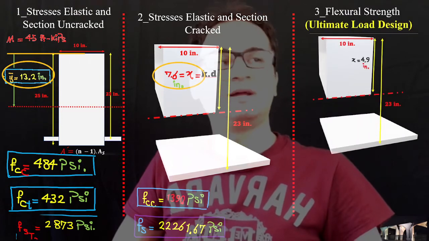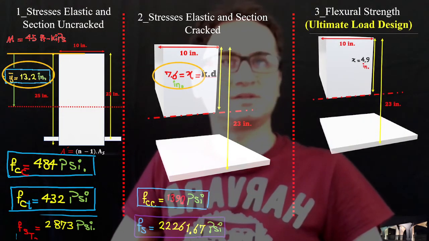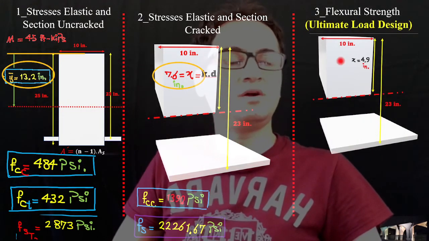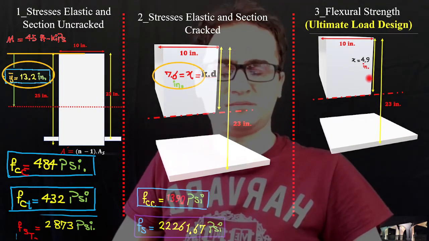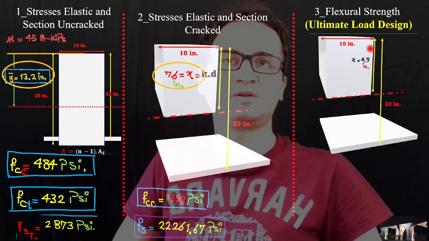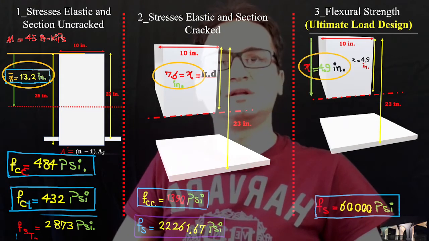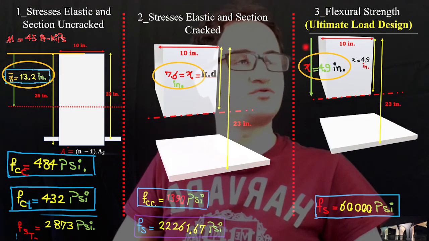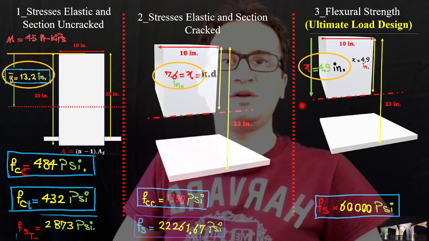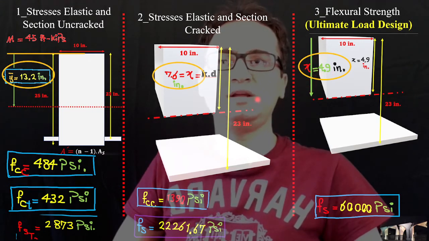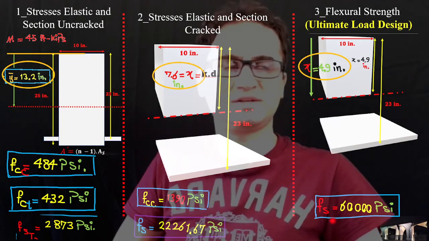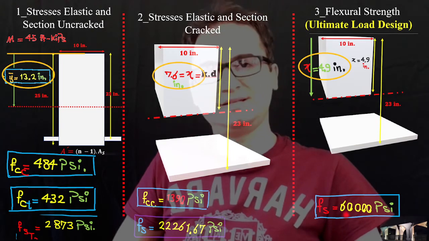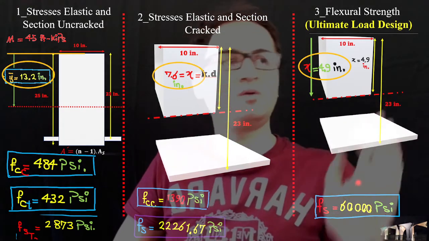And in the last scenario, which is the nominal moment calculation, which is in an ultimate load design condition, definitely x, the neutral axis distance, travels all the way up to x equal to 4.9 inches in comparison to the two previous conditions, and Fs is just the yield stress of the steel, and that's 60,000 pounds per square inch.